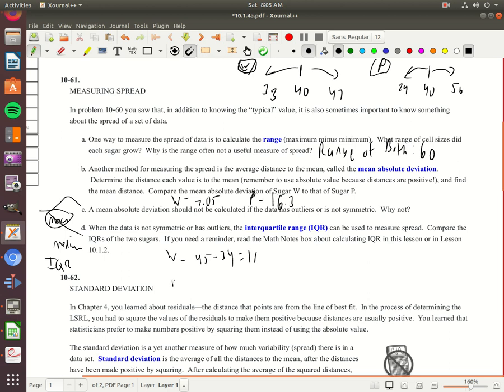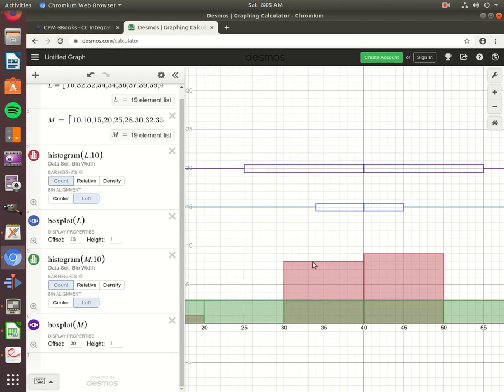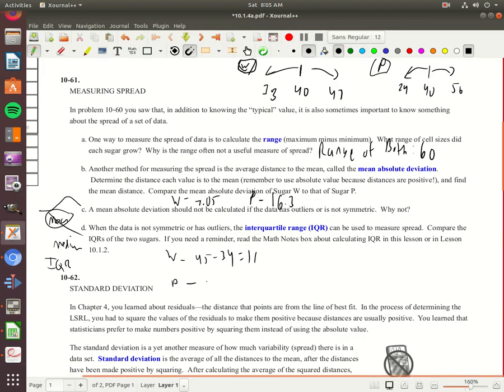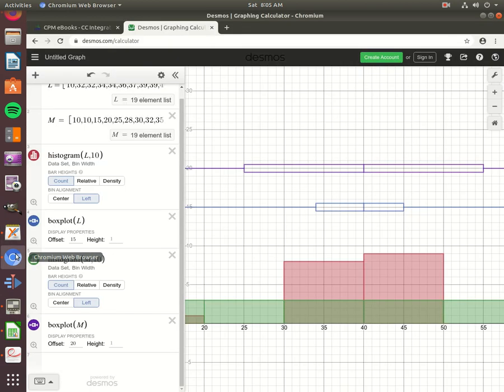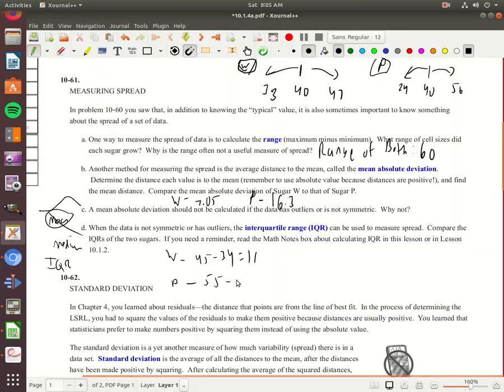When I go to P, I have a quartile 1 of 25 and a quartile 3 of 55. So I'm going to get 55 minus 25 equals 30. So these are our interquartile ranges.